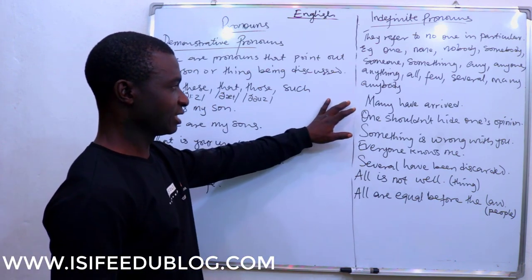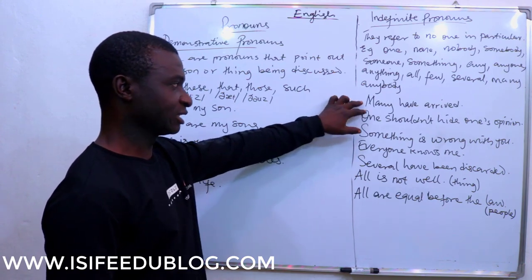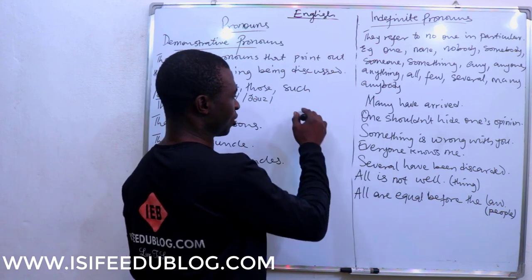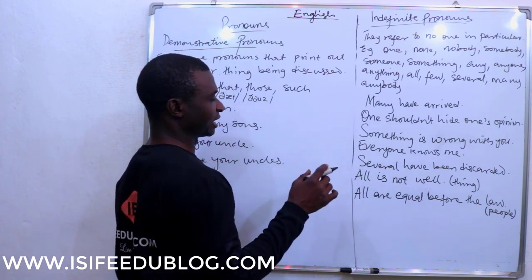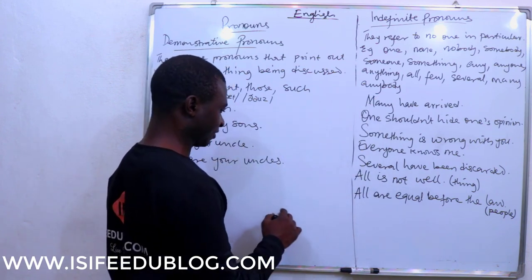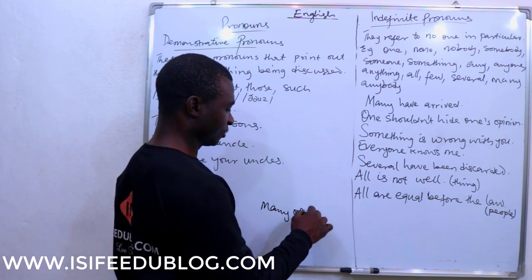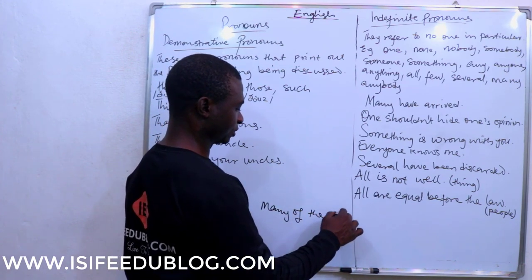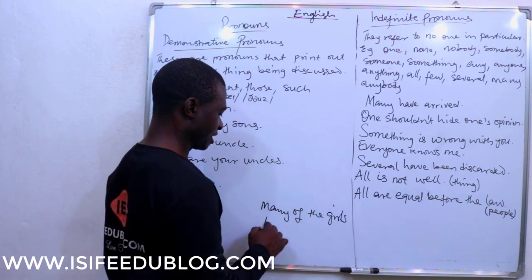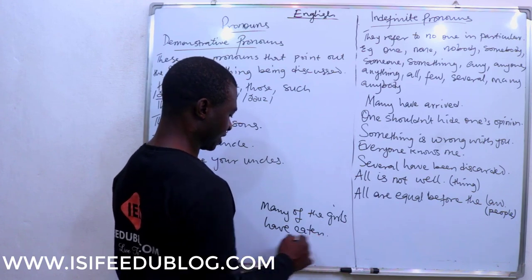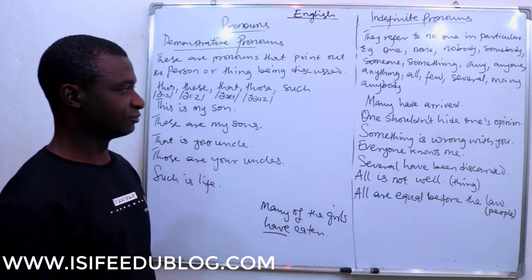Now, many have arrived. So many, even if you take many of, even if many takes of, many does not take the singular verb. Even if I say, many of the girls, it will still be have eaten. Alright? Have is a plural verb.